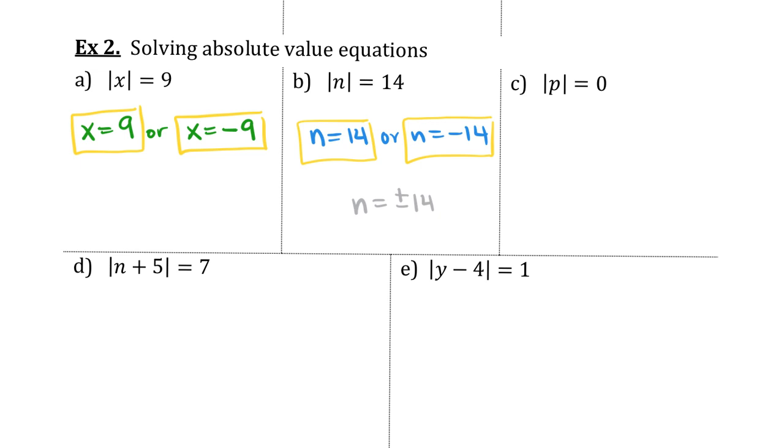Okay, for C, the absolute value of P is 0. What's P? It's 0. What about -0? 0 is neutral. There's no such thing as -0, +0. So this is the one case when an absolute value equation has only one answer.